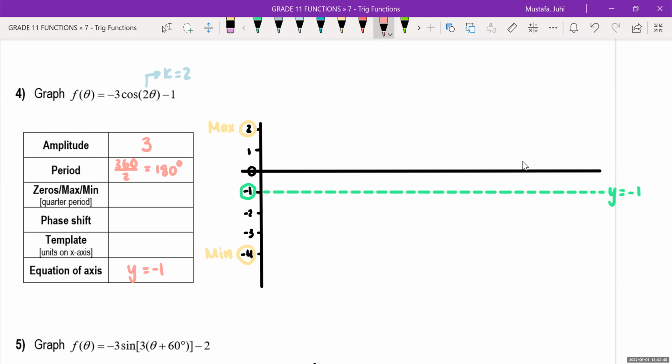No, no flipping. All right, now to figure out our quarter period, we're gonna go 180 divided by 4, which is gonna give us 45 degrees. There's no phase shift again in this question. A question without a phase shift is much easier. The phase shift adds like an extra level of complexity. That means our template is just gonna be whatever the quarter period was, it's gonna be 45 degrees.